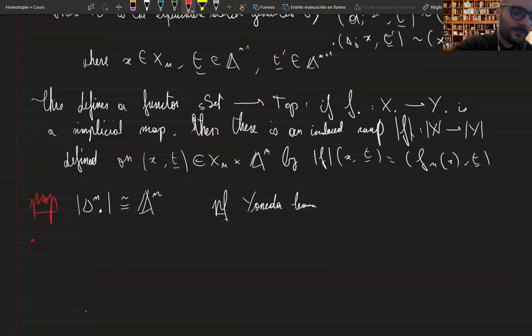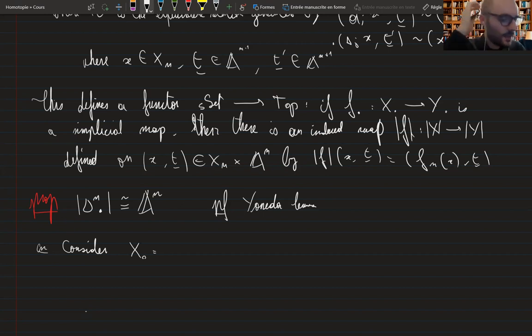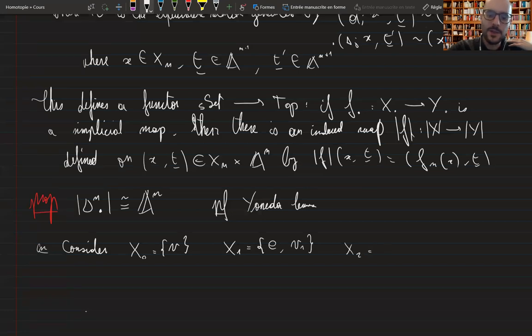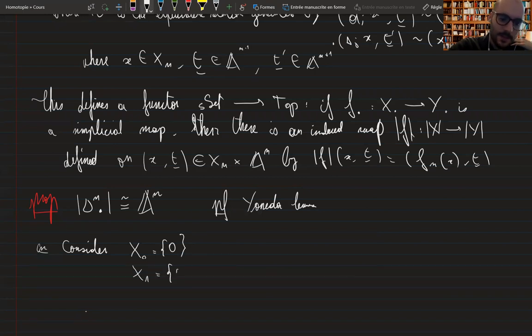Maybe another example. So, example. Consider the following simplicial set. You define X_0 to be one vertex, V. And in X_1, you have some edge E and you have a degenerate simplex, how to call it, I don't know, V_1. And then you have a bunch of degeneracies. So, okay, I will write it in a more systematic way. So here you have 0, 0, 0, 1.